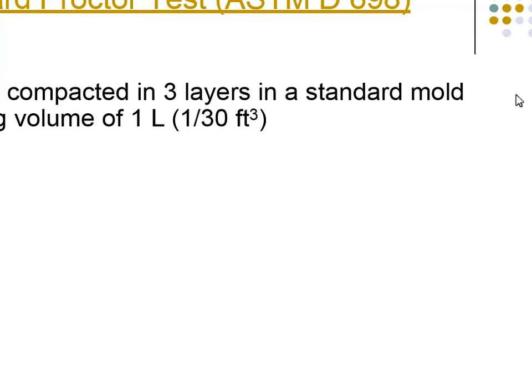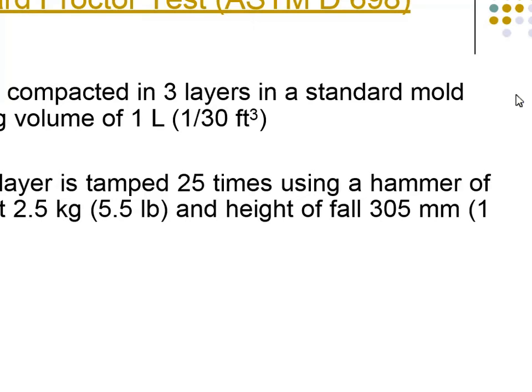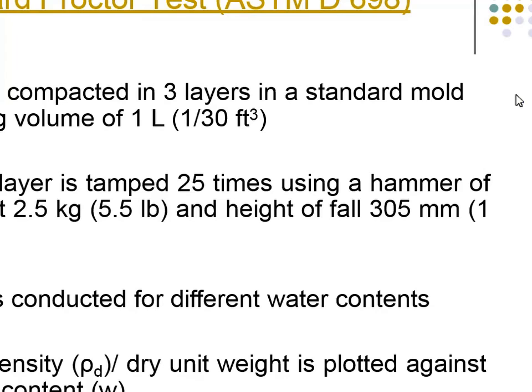So in this test, we place the soil into three layers in a standard mold. We compact 25 blow counts using standard hammer, and we conduct this test for different water content. And then we measure or plot a relationship between dry unit weight and water content.